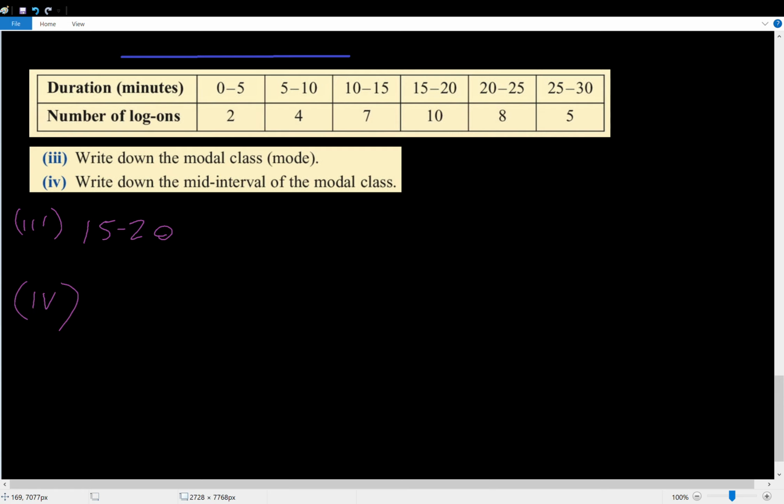And then for part 4, we're asked to write down the mid-interval of the modal class. So on a frequency distribution table like this, the mid-interval of any of these given classes is a number that is in the dead center of the interval. And the way we figure that out is we add the two numbers together, so 15 plus 20, and we divide it by 2. 15 plus 20 is 35, and 35 divided by 2 is 17 and a half. So the mid-interval for the modal class is 17.5 minutes in this particular case. And that's histograms.